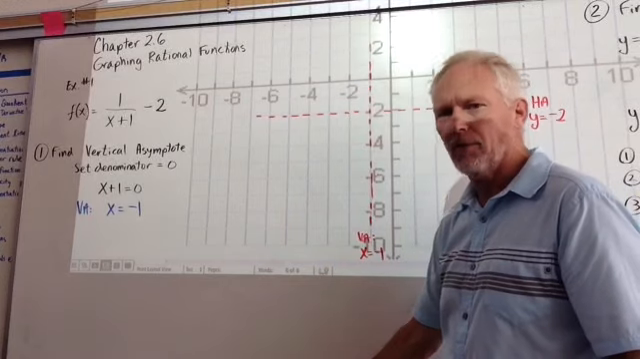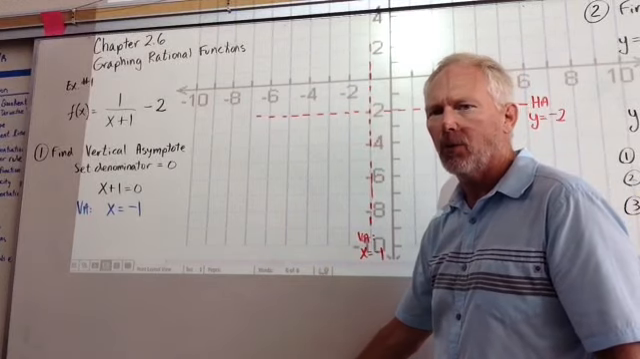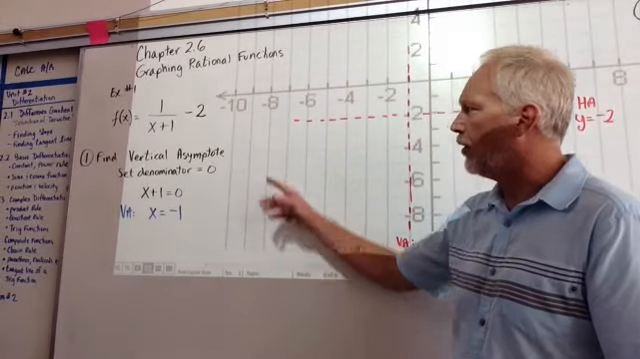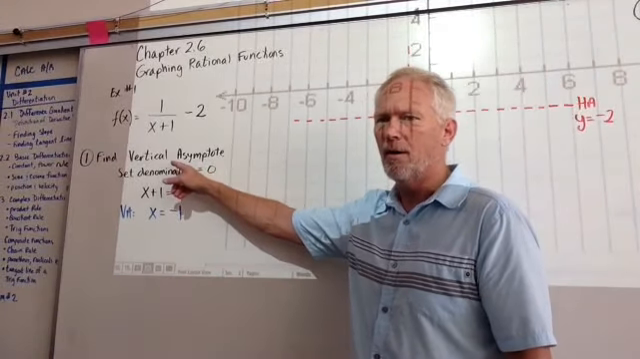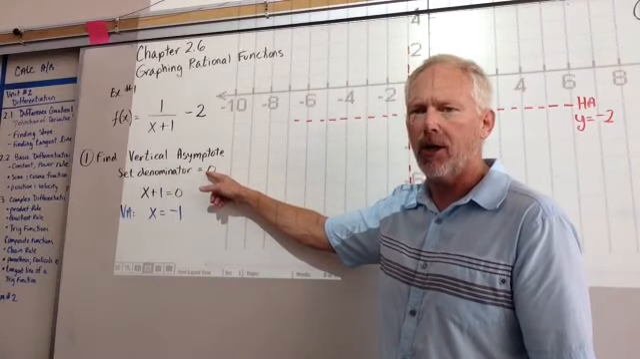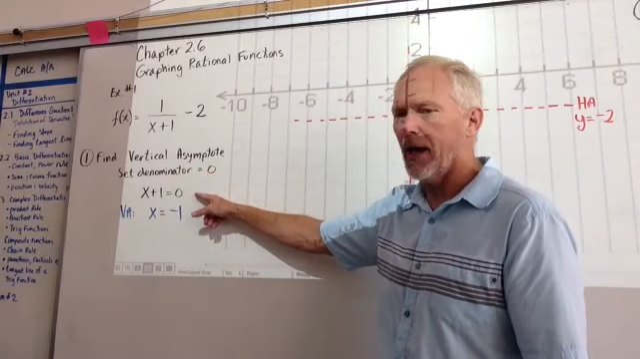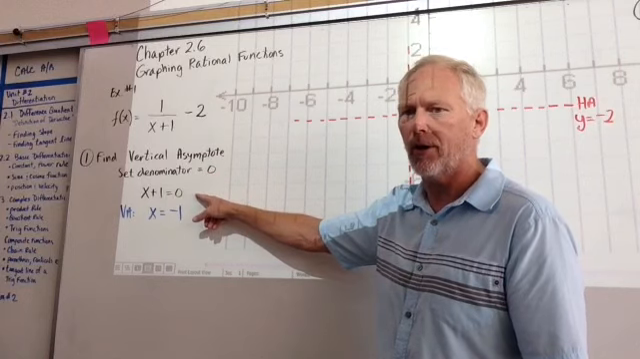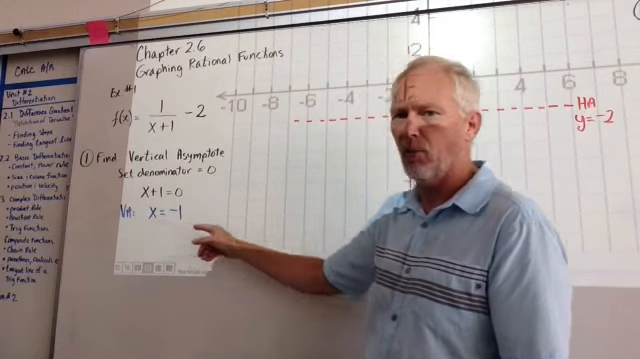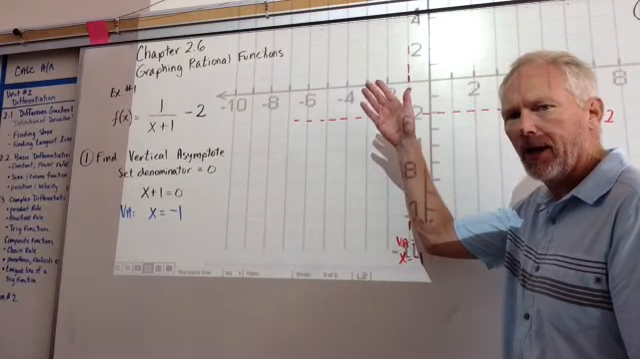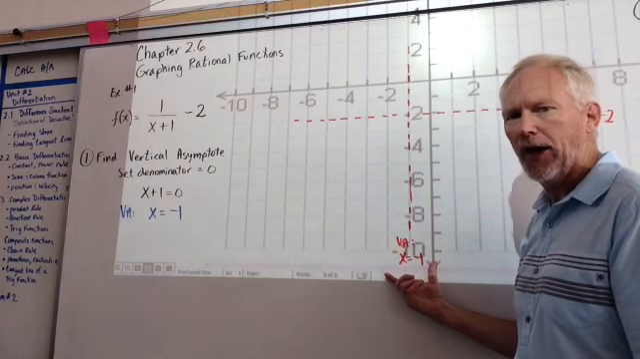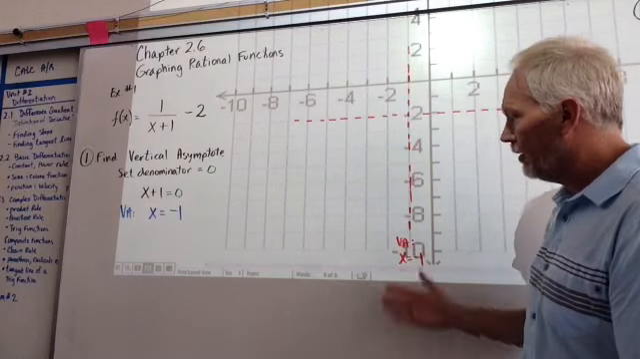So, we're given this function, and the first thing we want to do in any of these cases is find the vertical asymptote. So step 1, find the vertical asymptote. How do we do that? We set the denominator equal to 0, so we get x plus 1 equals 0. We have a vertical asymptote at x equals negative 1. So I've gone ahead and drawn that in here on our graph. Vertical asymptote at x equals negative 1, straight down.